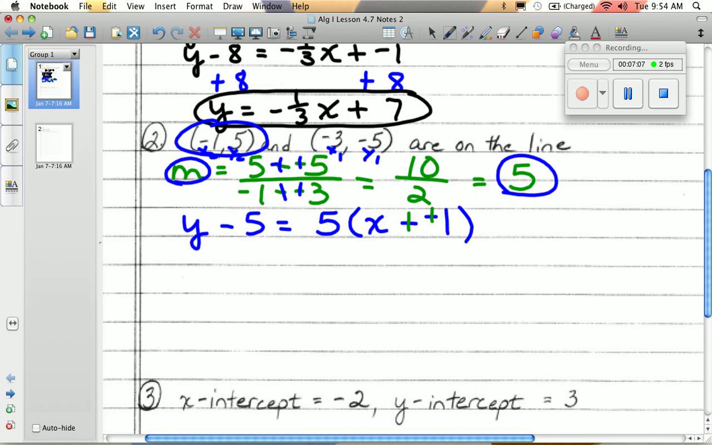What's our next move? Distributive property. Let's simplify this before we try and get y alone. So we're going to take our 5 times the x and the 1, and we should have 5x plus 5 now on that side. And what's next? Add 5.